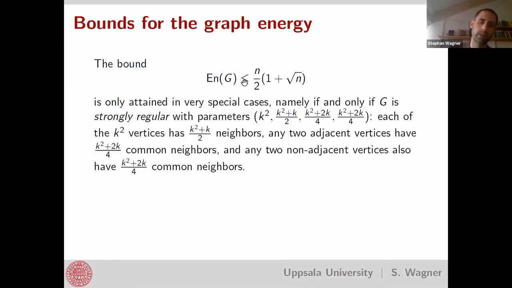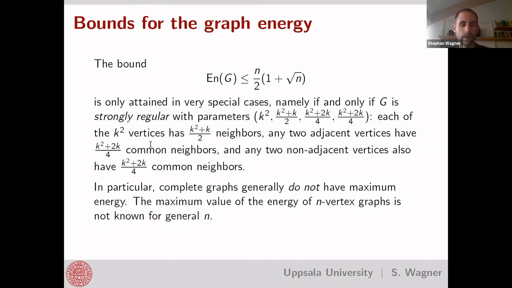Those who were here on Monday heard about strongly regular graphs. So specifically, for this to hold with an equal sign, you need to have a strongly regular graph with these parameters. So k squared vertices, each of them has this many neighbors, any 2 adjacent vertices have this many neighbors in common, and any 2 non-adjacent vertices have this many neighbors in common. And such graphs exist. It can be shown that there are infinitely many of them, but only if the number of vertices is a square. So for general values of n, it is not known what the precise maximum value is. When n is a square of an integer, then this is the maximum, but generally it's not always known.